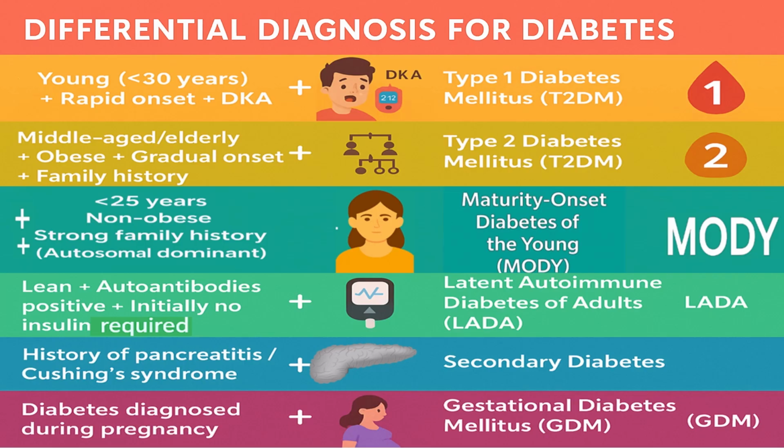Etiologically, it results from autoimmune destruction of beta cells. Patients will often have positive islet autoantibodies such as GAD, IA2, or ZnT8, and low or absent C-peptide levels.